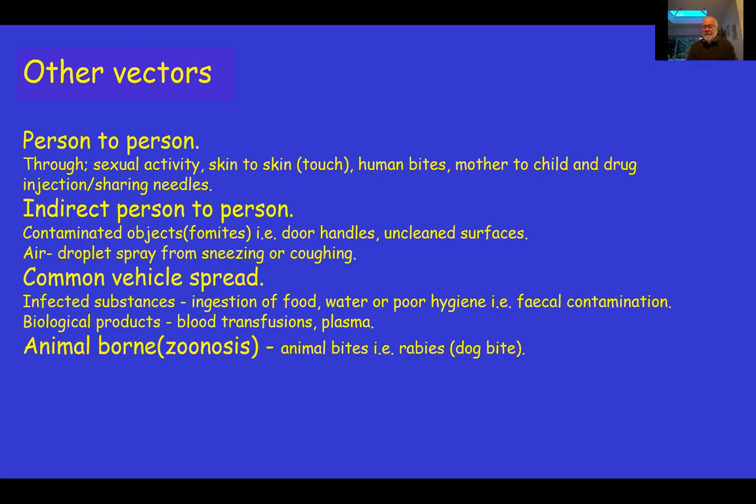So, common vehicle of spread: infected substances, so ingestion of food or water, poor hygiene. So not washing food, or contaminated food, especially from sewage, water and sewage. One of the greatest inventions was the sewage system that we had in modern cities, because it separated sewage from drinking water, which could be contaminated. And you used to get outbreaks of cholera and typhoid, amoebic dysentery, all because of contaminated water, and also food washed in contaminated water.